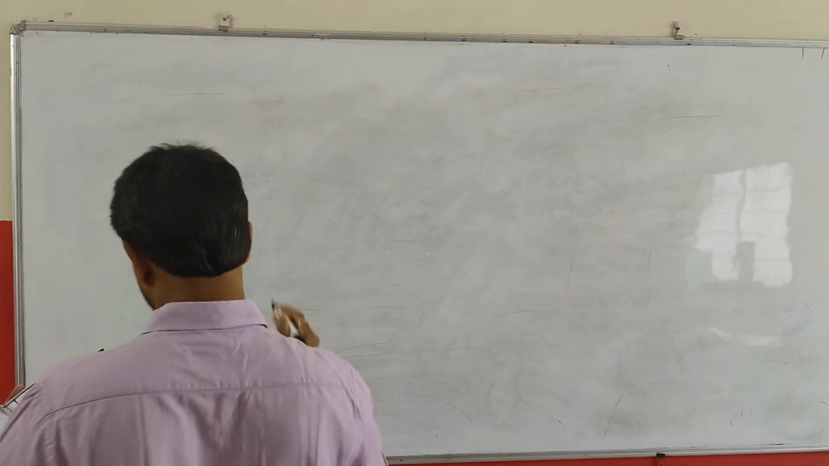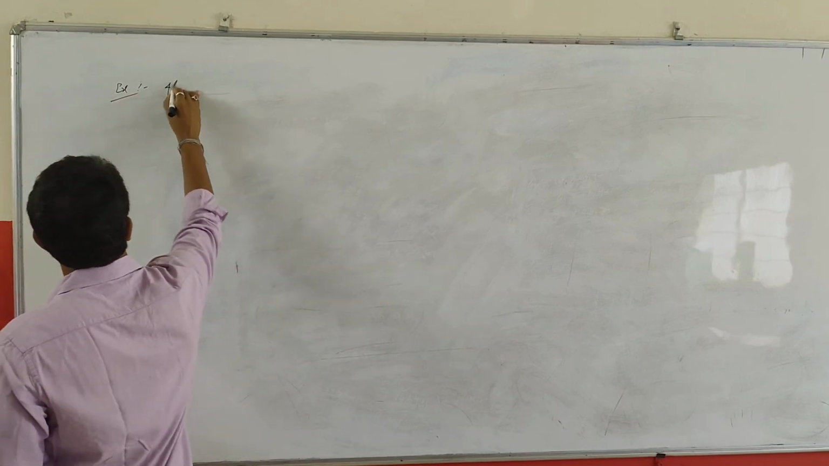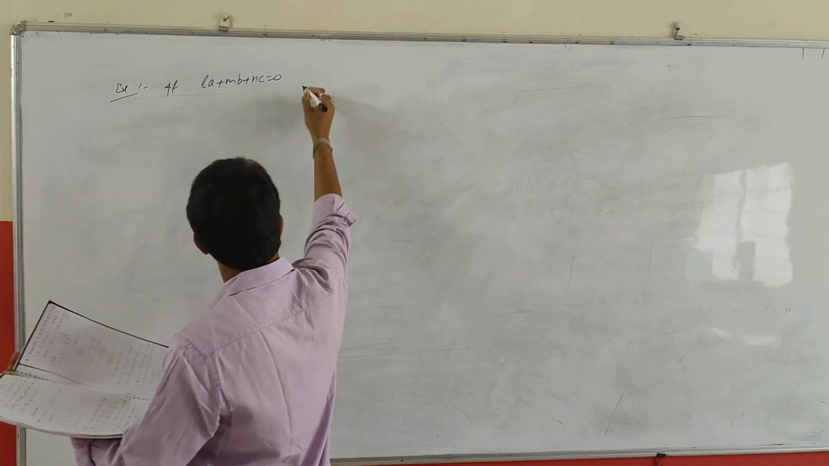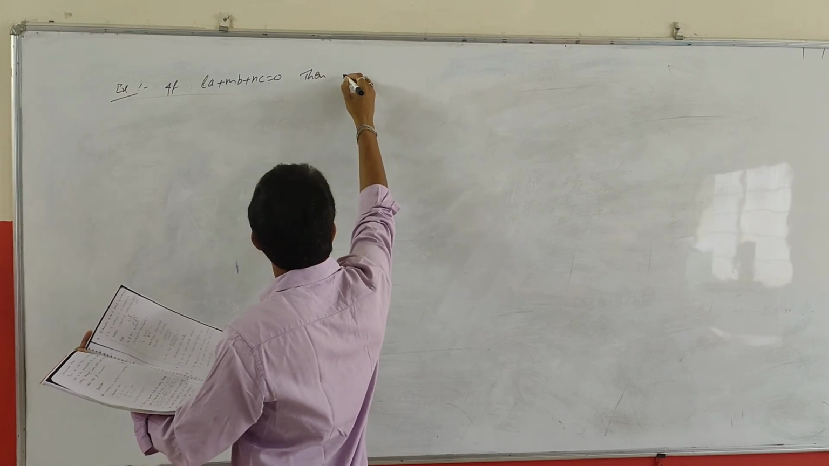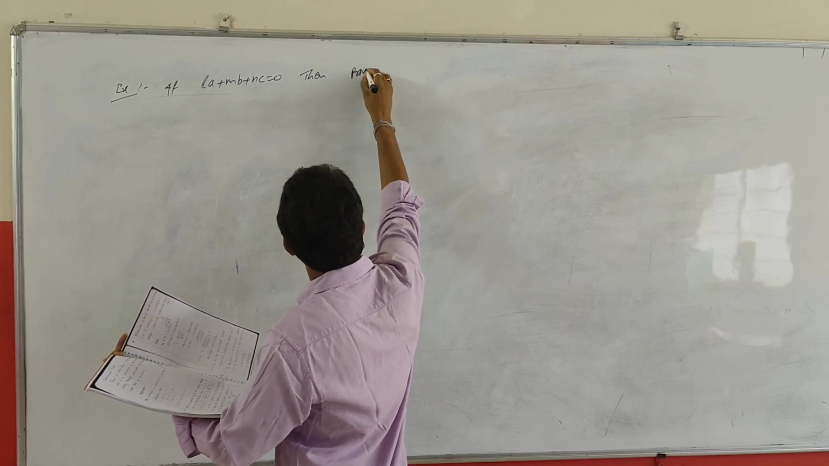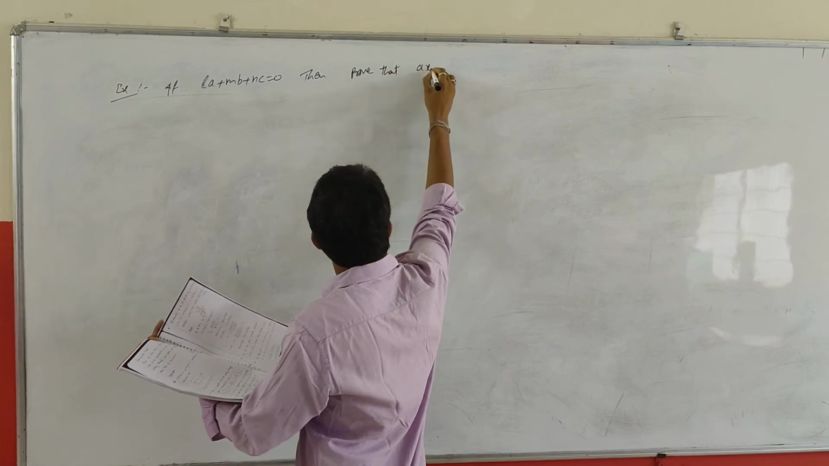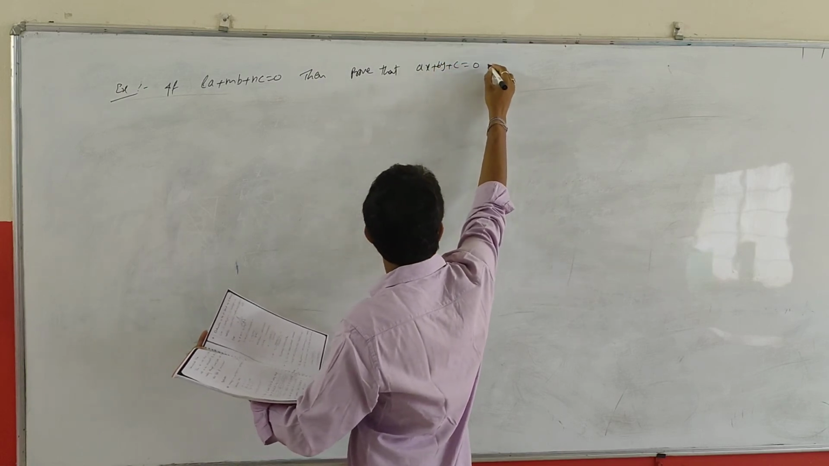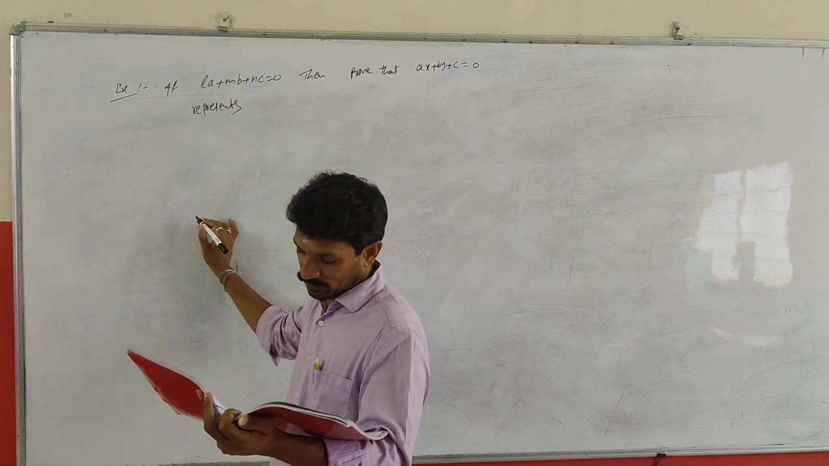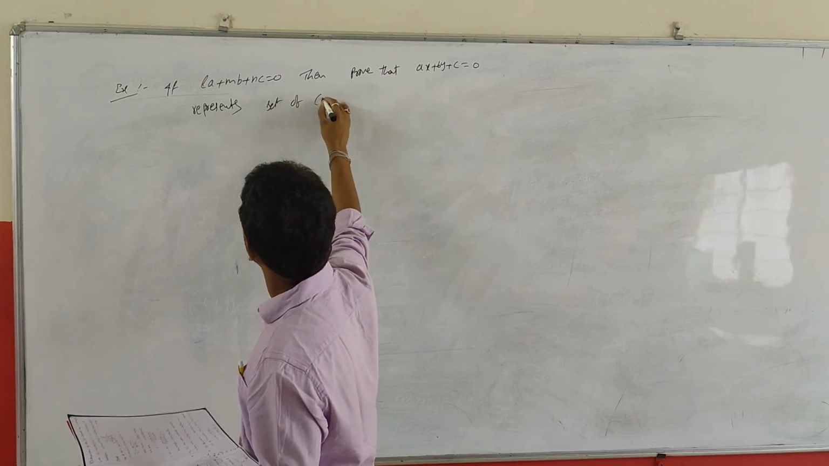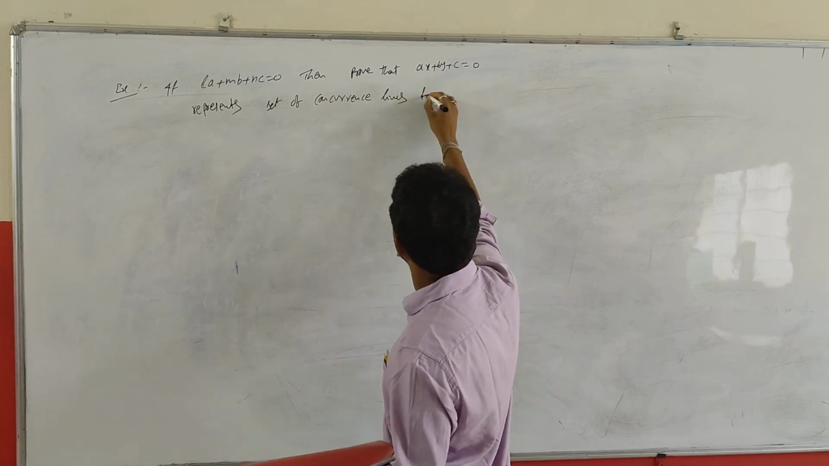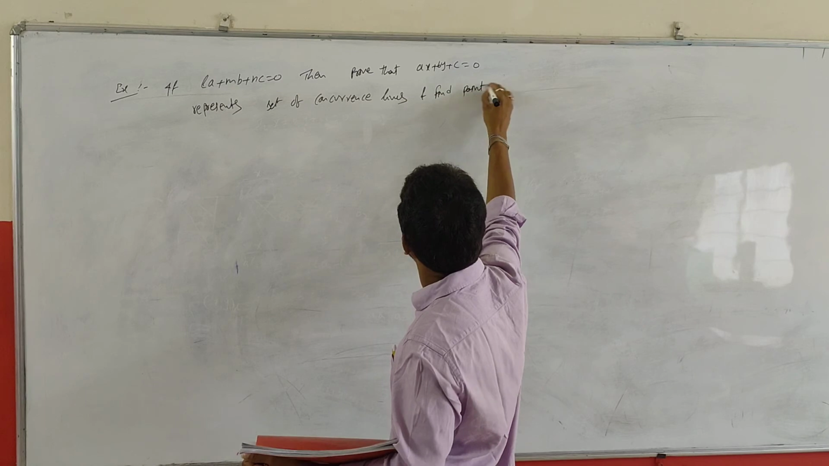See here, you take one example. If LA plus MB plus NC is equal to 0, then prove that AX plus BY plus C is equal to 0 represents a set of concurrent lines, and find the point of concurrence.